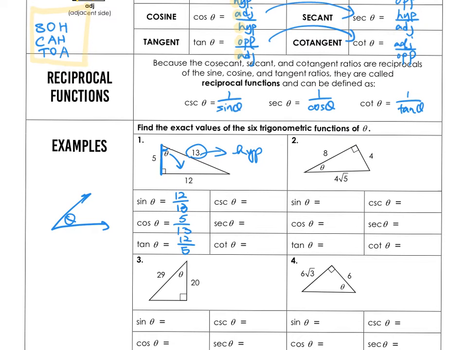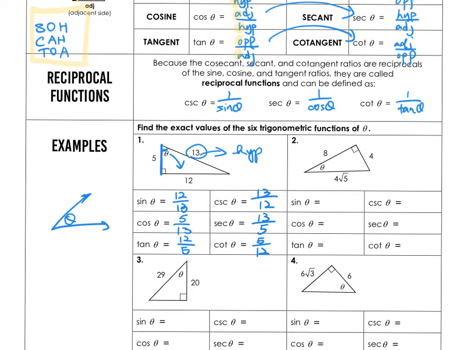Once we know these three, all we need to do for the other three is flip them because they're reciprocals. Cosecant is 1 over sine, so it's simply 13 over 12. Secant is 1 over cosine, so it's 13 over 5. And cotangent is simply 1 over tan, so 5 over 12. Okay?